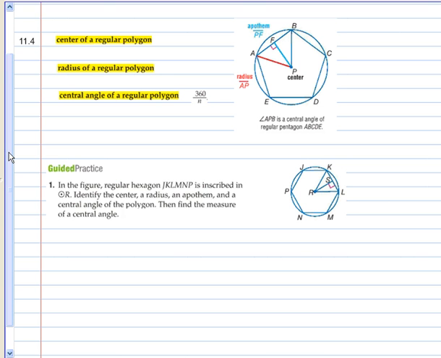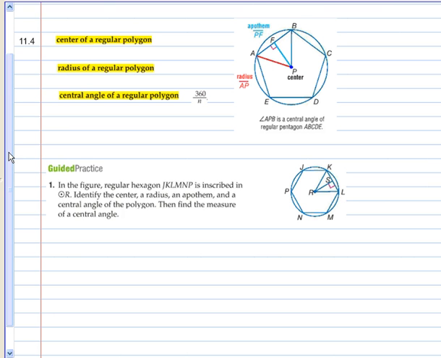Regular polygons. What's a regular polygon? Its angles and sides are all congruent. A regular polygon, all angles, all sides are congruent. When we have a regular polygon, we can have a center to that polygon and a radius of a polygon.